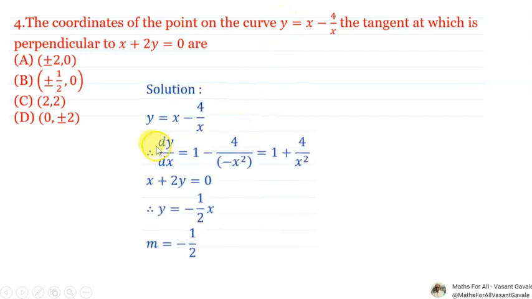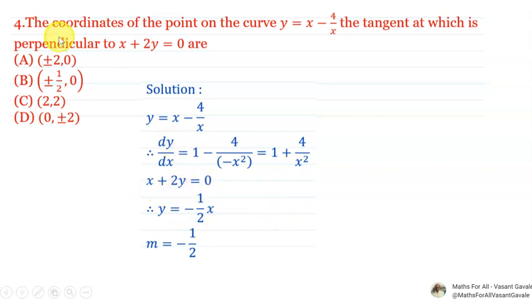Okay. बघा इथे y is equal to x minus 4 upon x. Differentiate this with respect to x. Then you will get the derivative of x is 1. Derivative of 1 upon x is -1 upon x square. Minus that will become plus.